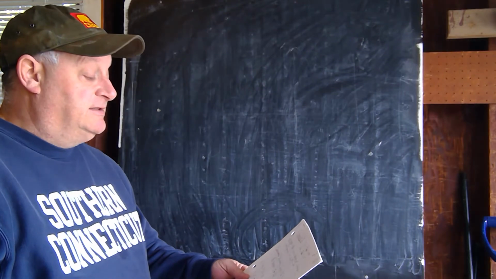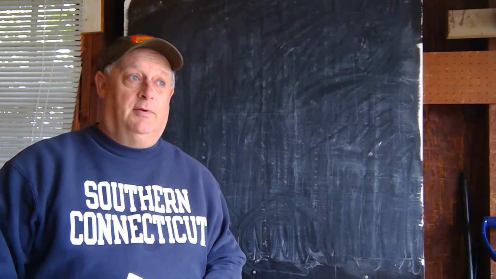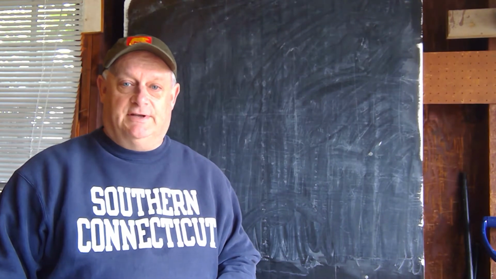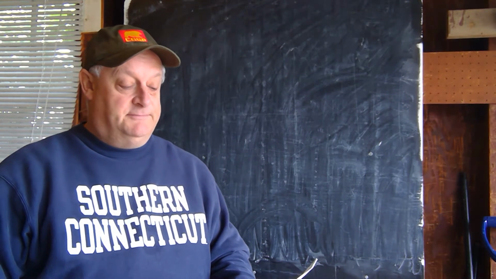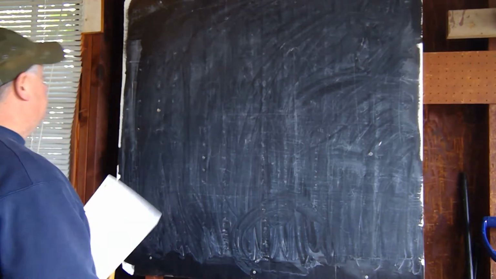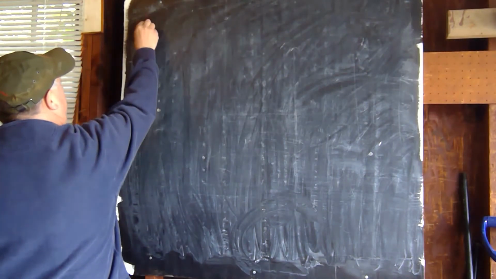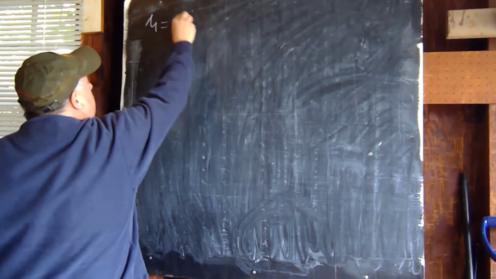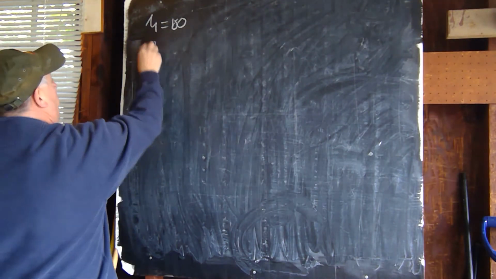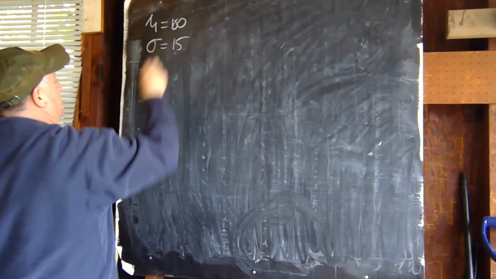This is going to be an example of a single sample test using the z-test. All right, so here's the situation. Let's say that we have a certain IQ test that we know the population of individuals has a mean of 100 and a standard deviation sigma of 15.